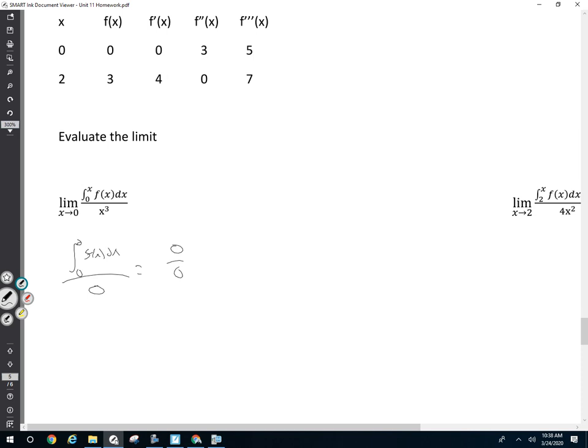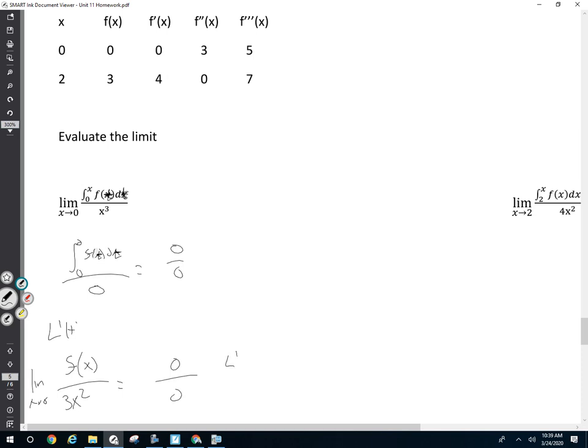You have to remember with an accumulation function that the derivative of an integral is just, this should be f of t, my bad, you can't have the same variables. The derivative of the integral is just whatever's inside with x's. So I get f of x over 3x squared, limit as x approaches 0. Plug in 0, I get f of 0, and f of 0 is 0. Plug in 0, 3x squared is 0.